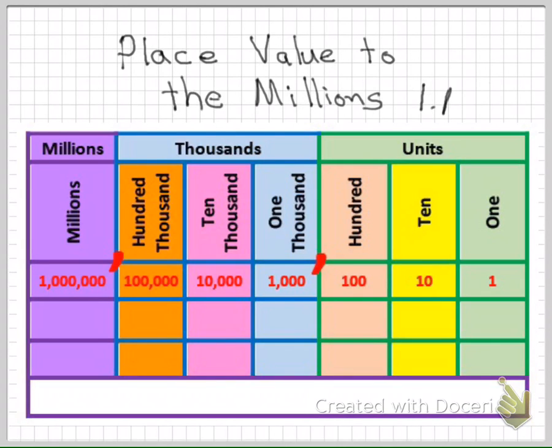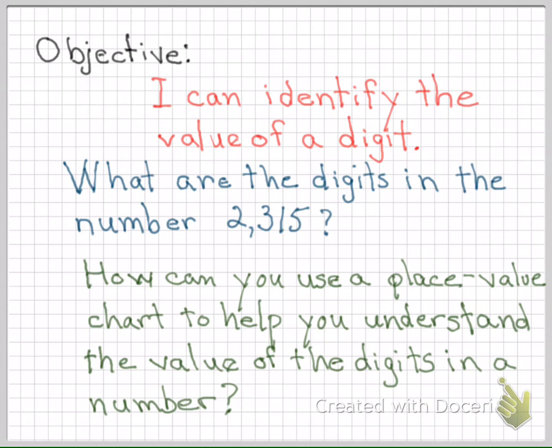Today we're working on Chapter 1, Lesson 1 in your math book. The topic is place value to the millions. Our objective today is I can identify the value of a digit. What are the digits in the number 2,315?